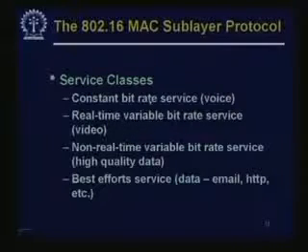There are different service classes which are defined in this. One is the constant bitrate service for voice, then the real time variable bitrate service, RT VBR, or the non real time variable bitrate service, NRT VBR, which is for high quality data. For ordinary data, email, HTTP, etc., this is a best effort service. So there are different service classes possible in 802.16, and all these are possible because here the MAC is simply controlled by the base station.